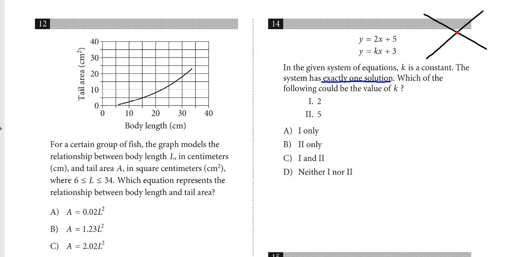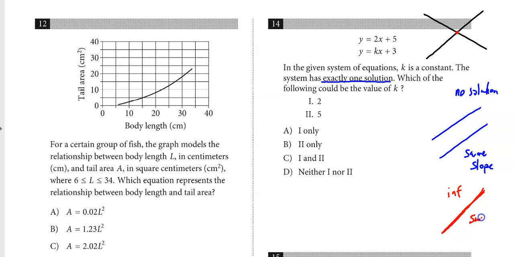If this question were to ask about no solution, the only way you can have no solution is if you have two lines that are parallel to each other, which is going to make them have the same slope. And also, I might as well throw this out there, some systems have infinite solutions, meaning it's the exact same line right on top of itself. And again, these lines have the same slope. So what's going to give me one solution is I need to have different slopes.